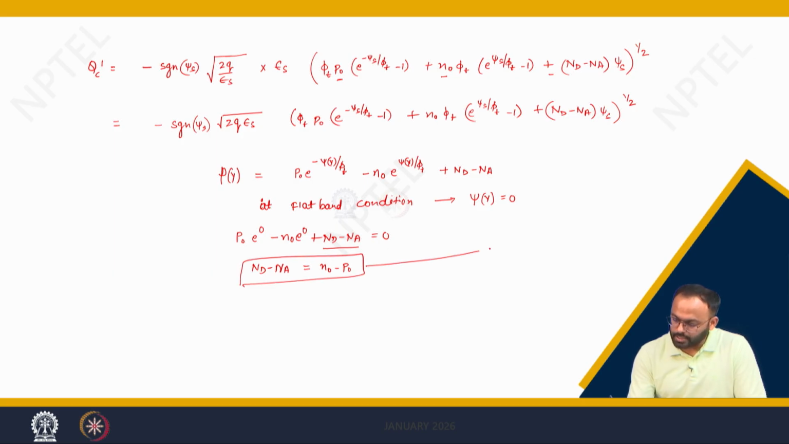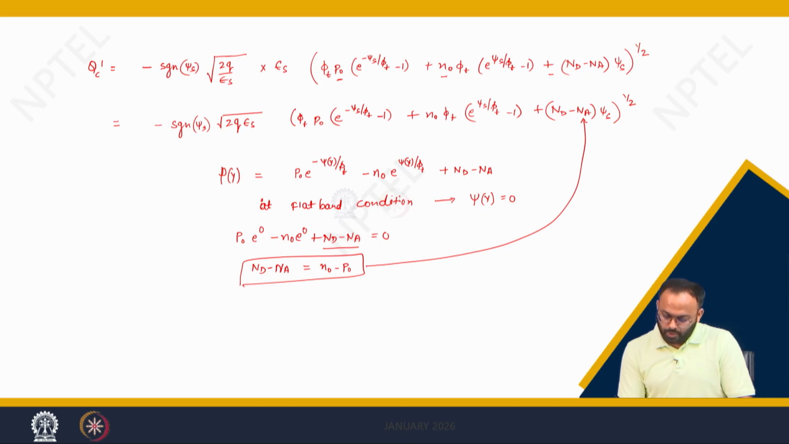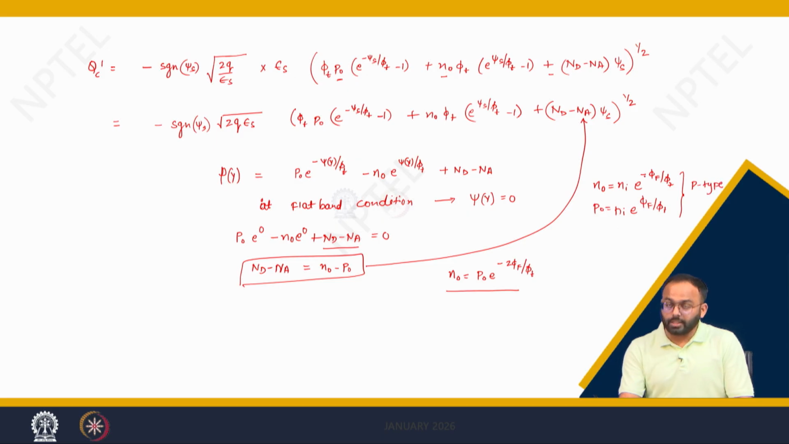I will replace this n_d minus n_a here, and one more replacement I can do is n_0, which can be replaced as p_0 e to the power of minus 2 phi_f over phi_t. In the previous lecture, we discussed that n_0 can be given as n_i exponential of minus phi_f by phi_t, and p_0 can be given as n_i exponential of phi_f by phi_t, considering the body or substrate is of p type. So, by using these two equations, we can rewrite n_0 in terms of p_0.